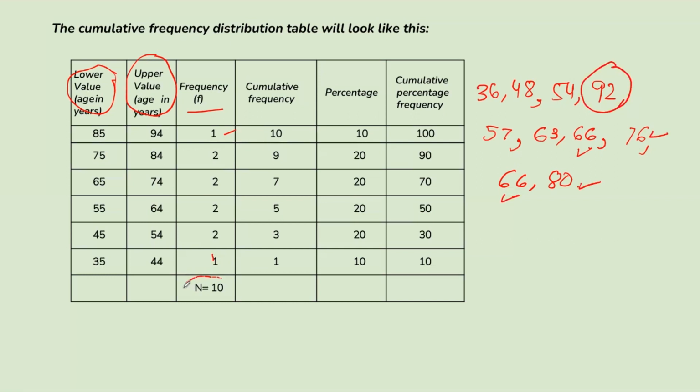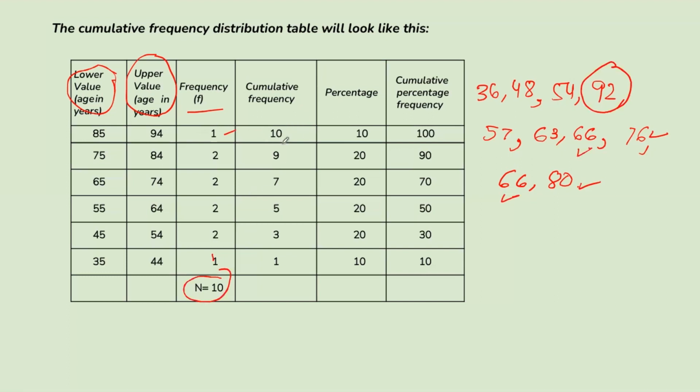Then this is the sum of all the frequencies. Now this is the cumulative frequency. Cumulative frequency here is the sum of all the frequencies. For the last interval, the greatest interval, it will be 10.